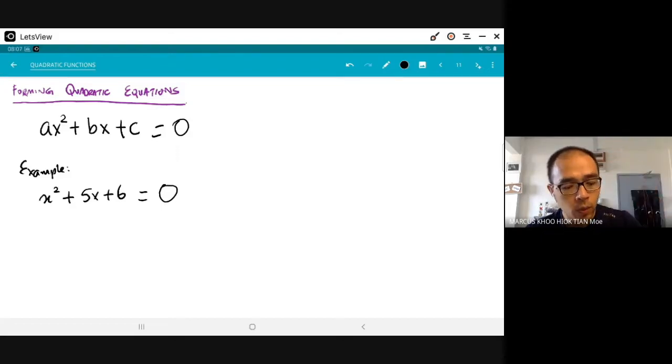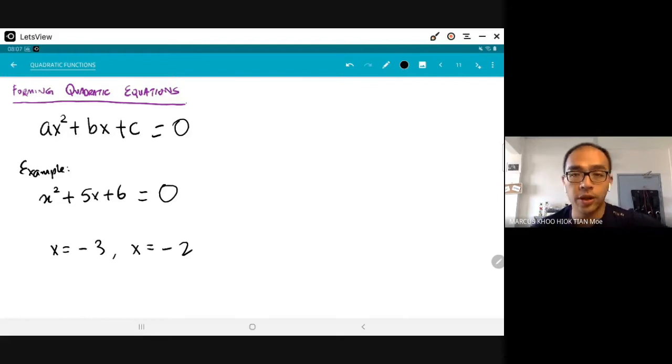But let's say for example, if we do factorization, you get x equals negative 3 and x equals negative 2. Sorry, is this correct? Yeah, it should be correct. Okay, x equals negative 3 and x equals negative 2. Let me just double check. Yeah, okay, negative 2 and negative 3.